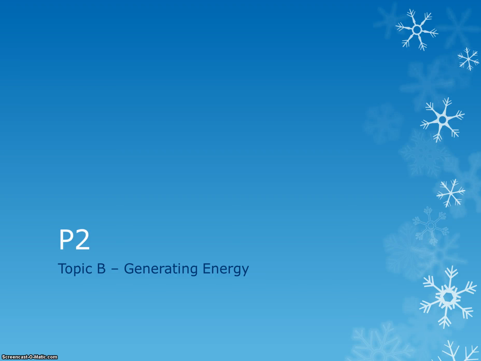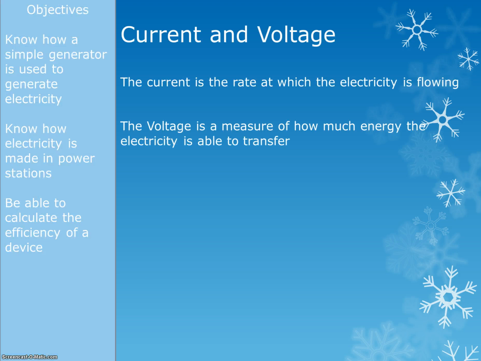Okay, next up on physics is topic B, which is entitled Generating Energy. There's just a couple of terms I want to make sure that you're happy with. Those are current and voltage. So current is the rate at which the electricity is flowing. More specifically, it's the rate at which the charge carriers are flowing, which is most often electrons. But you just need to understand that it's to do with how fast the electricity is transferred from one place to another. And the voltage is a measure of how much energy the electricity is able to transfer. And again, more specifically, it would be how much energy each electron is able to transfer.